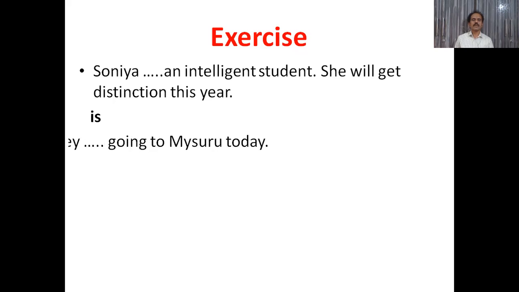Let us look at the second sentence of this slide. They blank going to Mysore today. They is a plural subject. Yes, plural helping be forms: are and were. Are is present tense, were is past tense. The sentence is about Mysuru. Look, today. Today means present tense. So the present tense be form for plural is, of course, are.